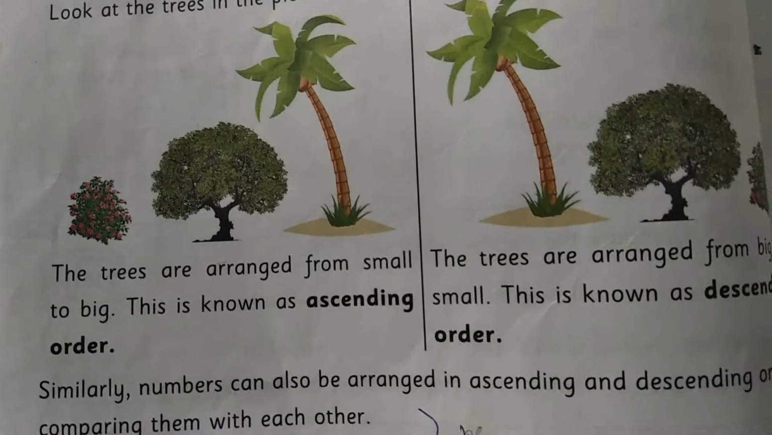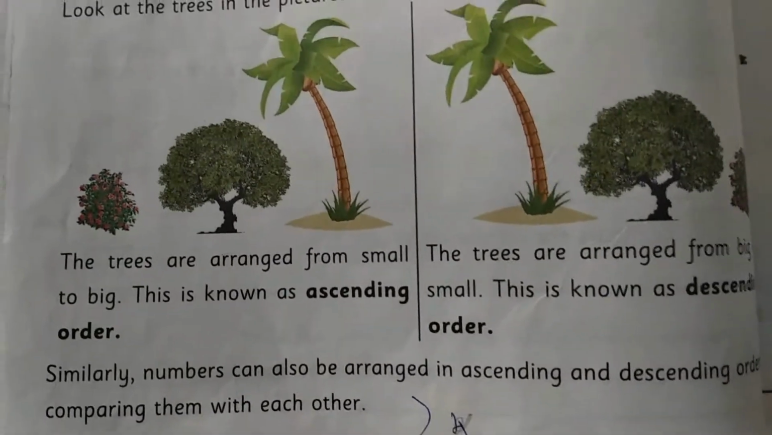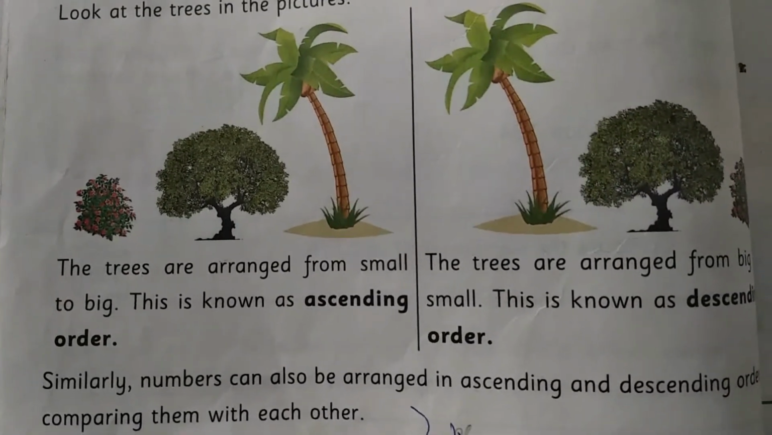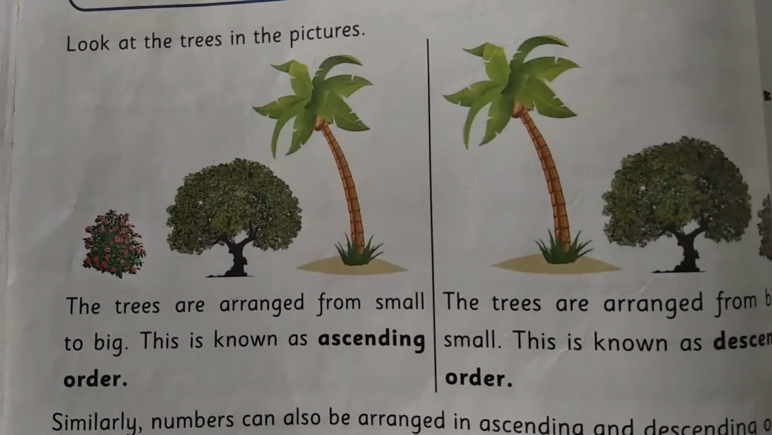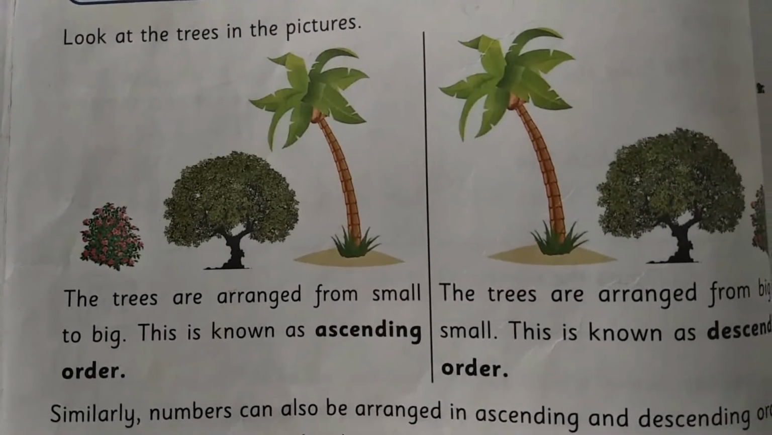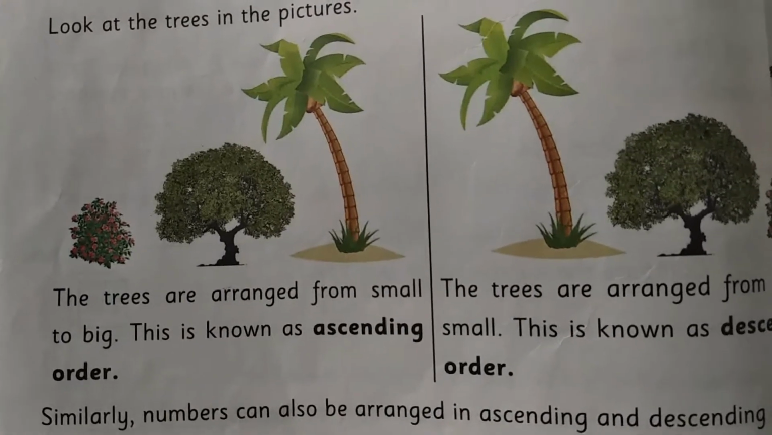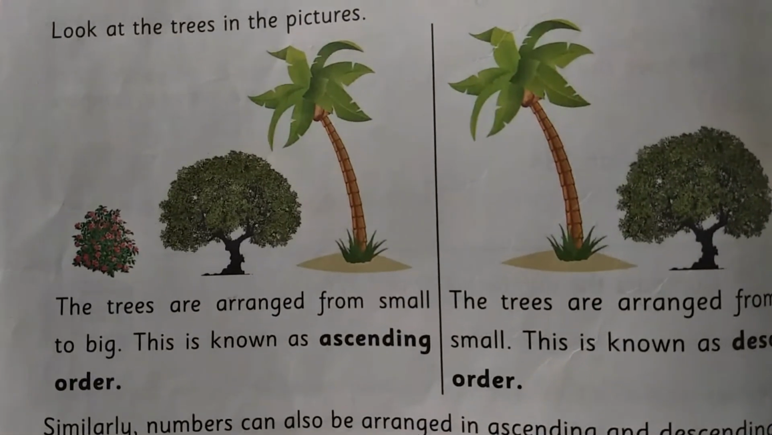Children, everyone take your Max Studio book, page number 36. Take a pencil along with you, children. Those who do not have the studio book, take your rough note and take a note, children.